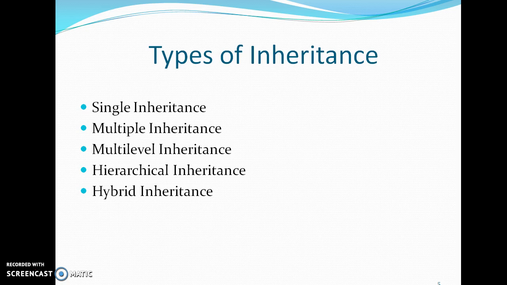Now we'll see what are the types of inheritance. In C++ we have single inheritance, multiple inheritance, multi-level inheritance, hierarchical inheritance and hybrid inheritance. Let us discuss one by one each and every type used in C++.